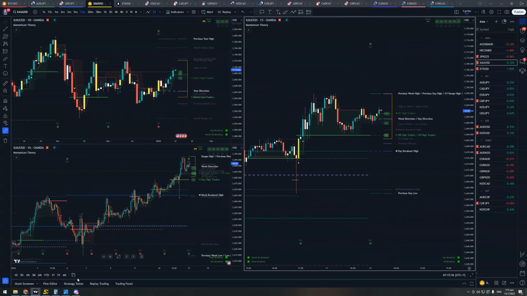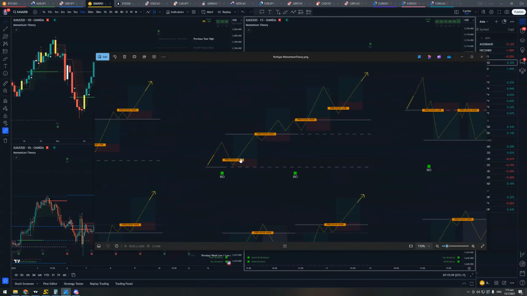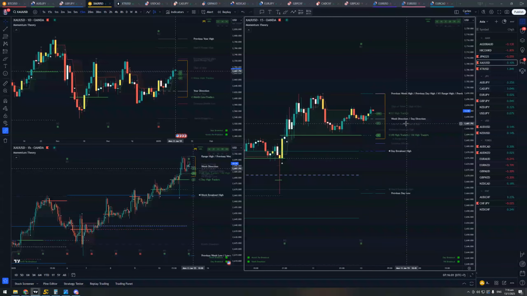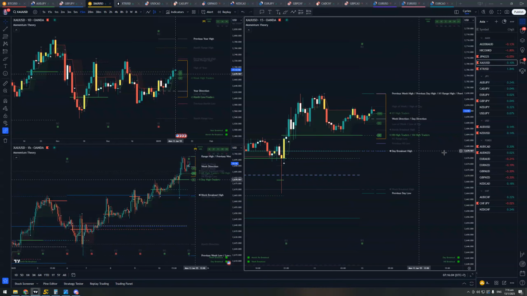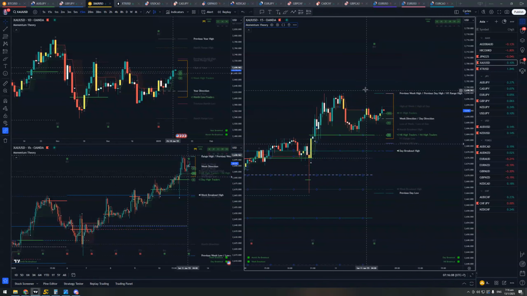But the first setup I'm looking for on these days is always going to be a fake out of the H8 low to take it up to the previous day high. That's my favorite setup to take. So again, want to see a fake out of the H8 low to take it up. And let's see if that happens.